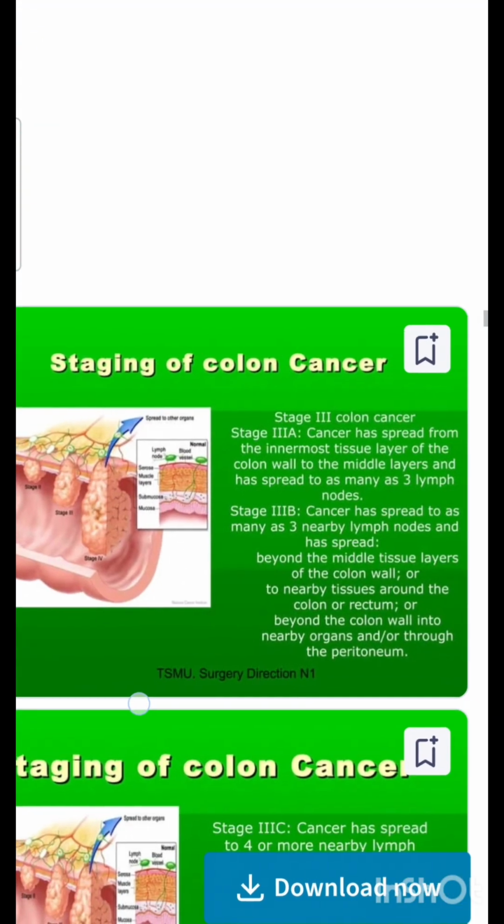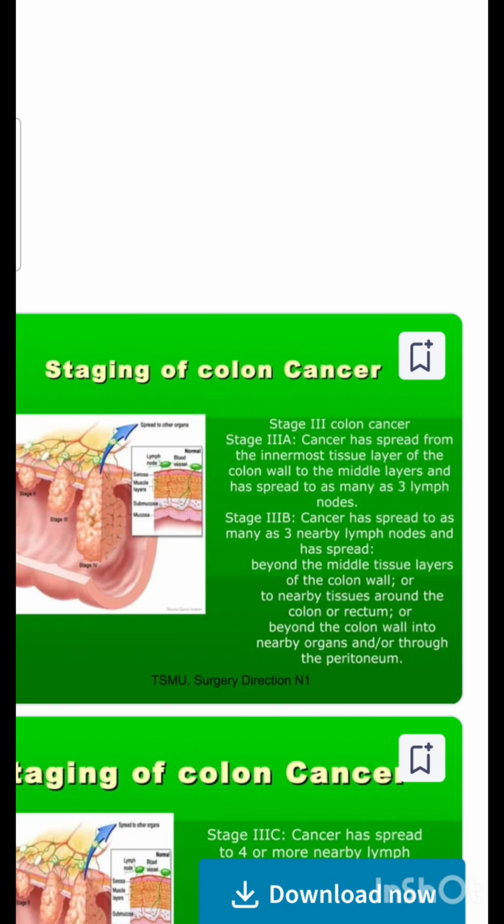Then stage 3 is cancer spread from the innermost tissue to the middle layers and to as many as 3 lymph nodes. And stage 3B is 3 nearby lymph nodes and beyond the middle tissue of the colon wall or nearby tissue around the colon or rectum, or beyond the colon wall into the nearby organs and or through the peritoneum.